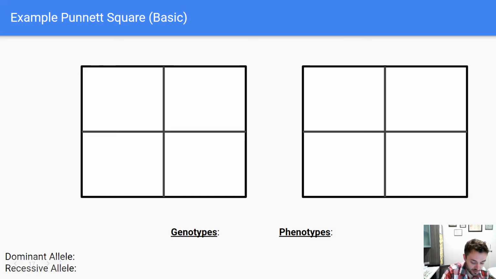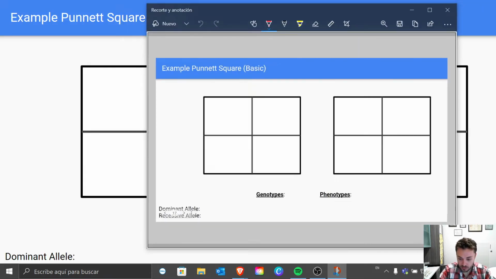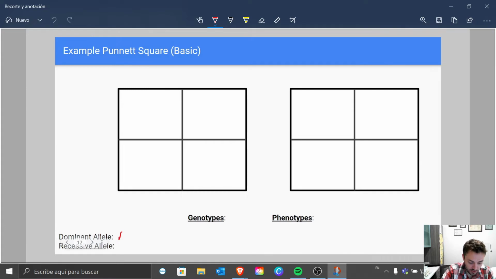So in this case, let's say we have a dominant allele. The dominant allele, let's say, is a big A, and let's say that codes for blue hair. And then we have a recessive allele, let's say it codes for brown hair. I like to write out all the possible genotypes: big A big A, big A little a, or little a little a. And then I like to write out the possible phenotypes: you can have blue hair, or you can have brown hair.